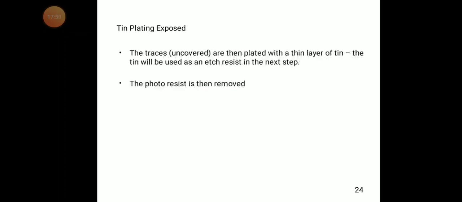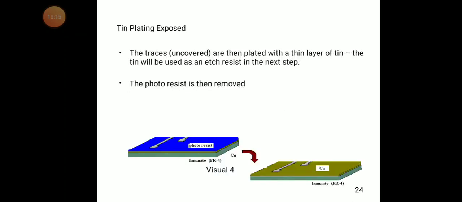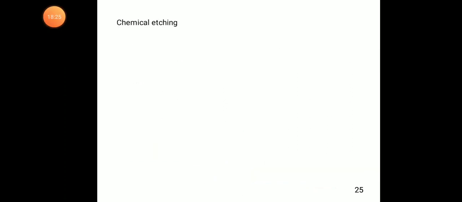Another one is the tin plating exposed. The traces are then plated with a thin layer of tin. The tin will be used as an etch resist in the next step. The photoresist is then removed. You can see the photoresist. After that, we are getting the copper patterns.